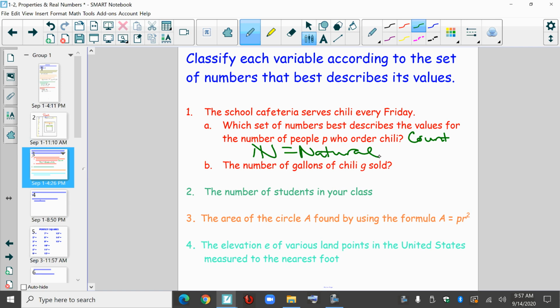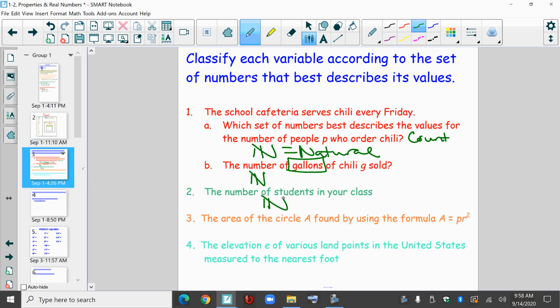The number of gallons of chili G sold. And it's a gallon. Gallons only come in whole numbers too. You have a gallon of milk. You can't buy a half a gallon of milk because that would be half gallons is what it would have specified. But it's specified in the directions as gallons. So again, you're going to be saying the natural numbers because it says gallons. If it said gallons or half gallons, then you could have said your rational numbers. The number of students in your class is still the natural numbers because you're counting.